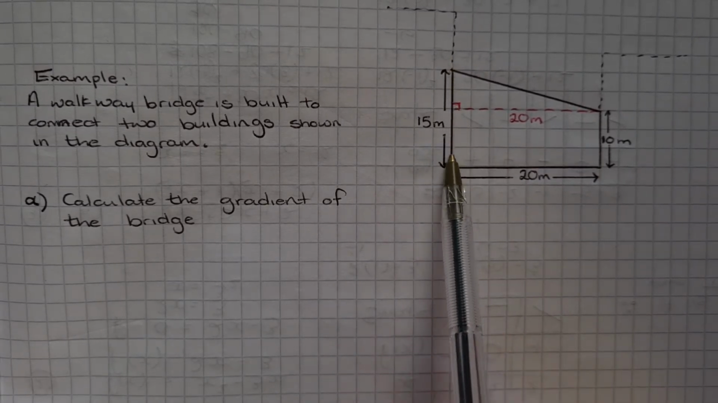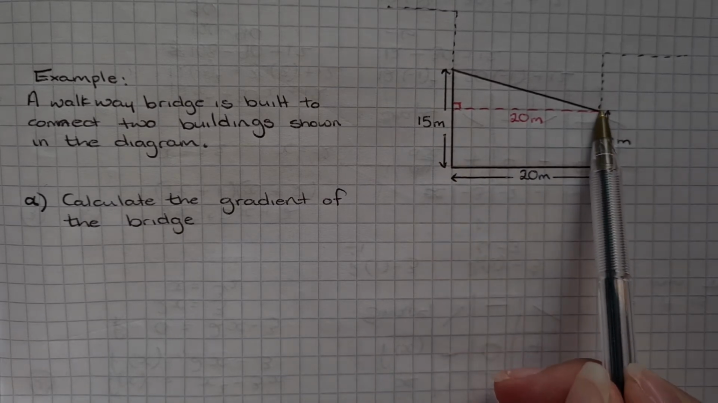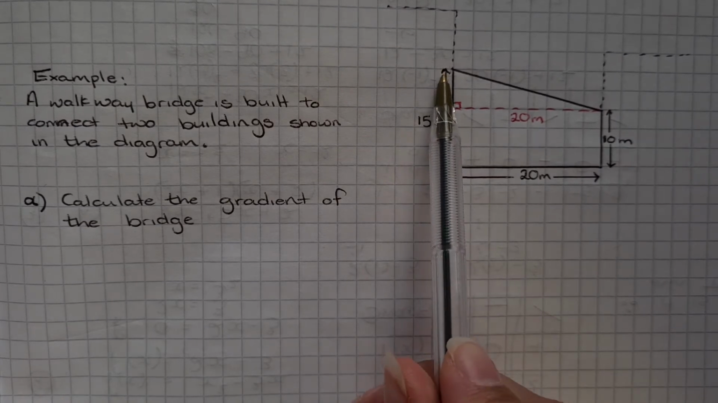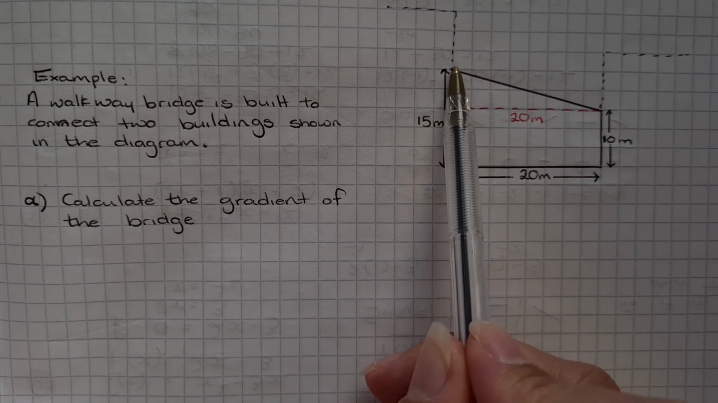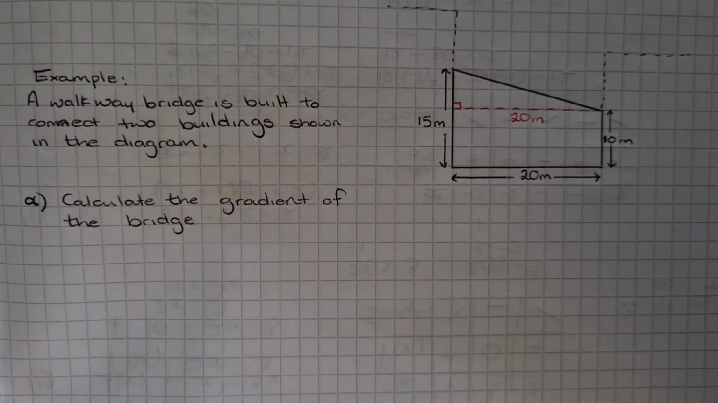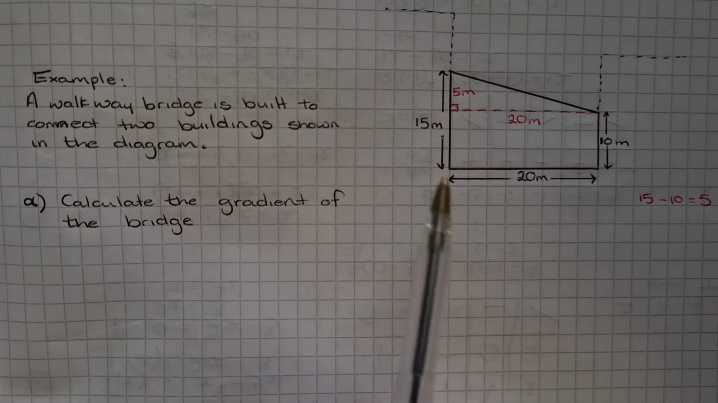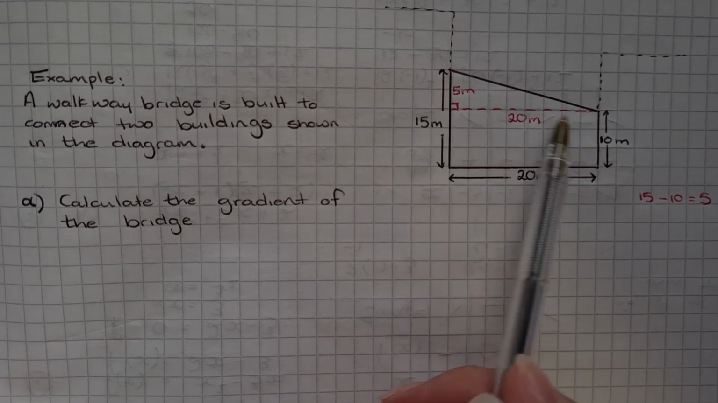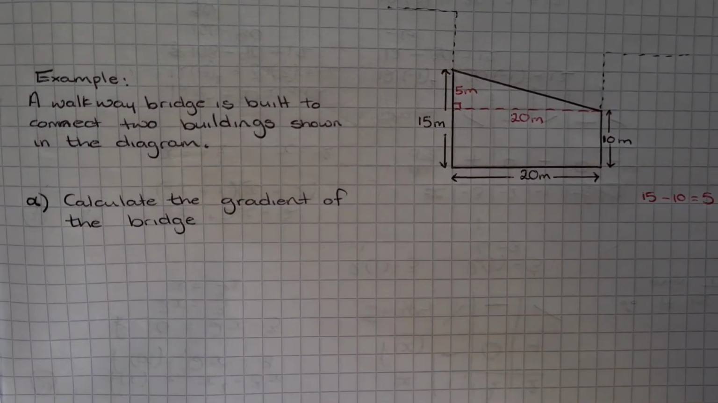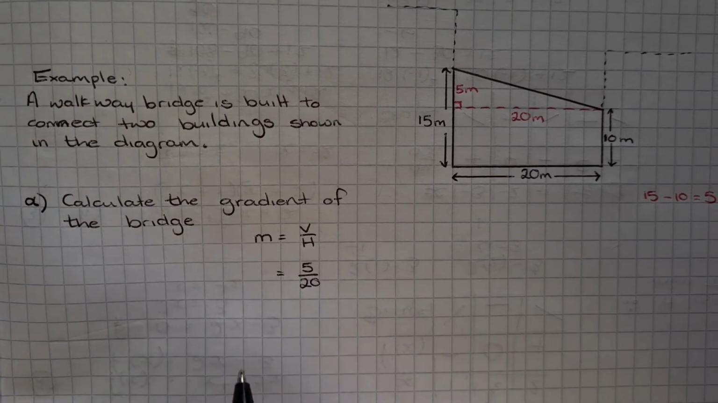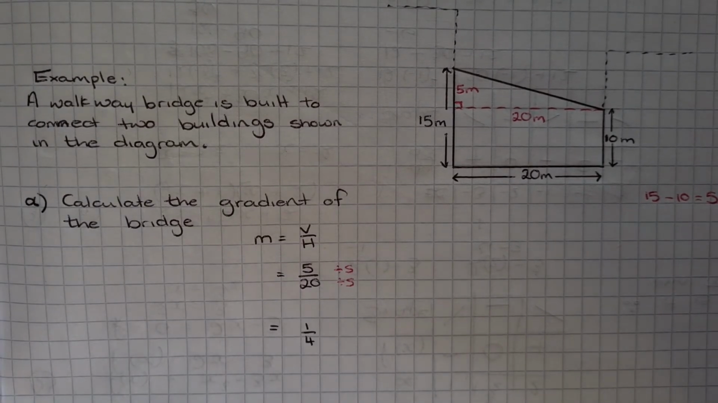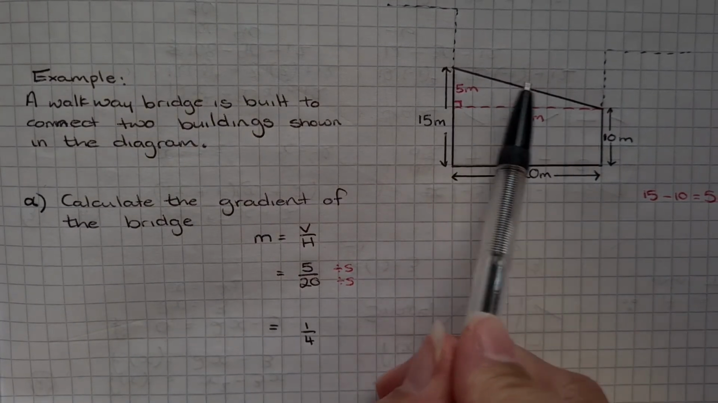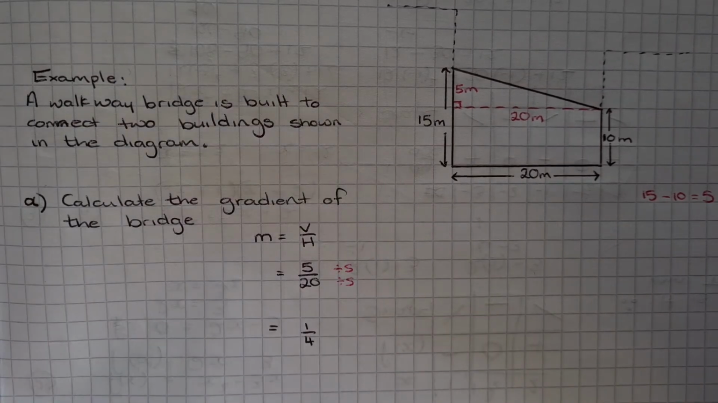Now we know that this whole side is 15 meters, and we know that from here to here is 10 meters. So what we can do is 15 take away 10, and that would leave us with the vertical distance that we need. So 15 take away 10 is 5 meters. Now that we've got our vertical and our horizontal, we can calculate the gradient of the slope. So we end up with 5/20, and we can simplify that by dividing by 5, and we end up with 1/4. So the gradient of the bridge or the walkway is 1/4.